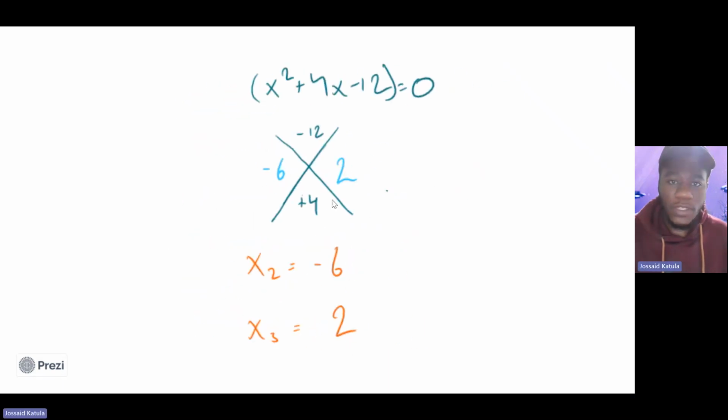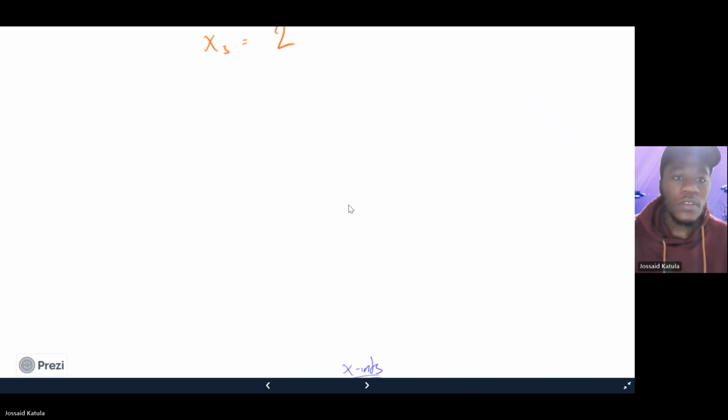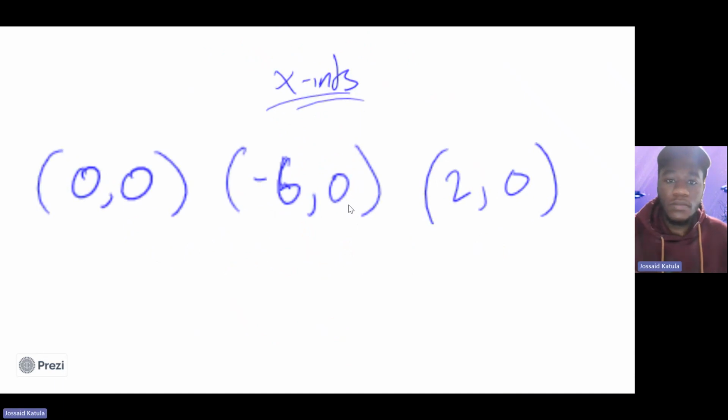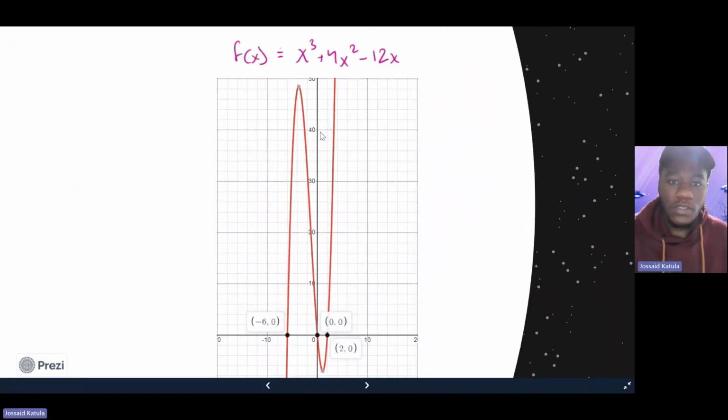And then if we solve for x squared plus 4x minus 12 and make that equal to 0, all we have to do is find 2 points that multiply to give us negative 12 and that add to give us 4. So the 2 points were negative 6 and 2. And there's our x-intercept. If we graph this function, I graphed it using Desmos, you can see that that's exactly where the intercepts are.